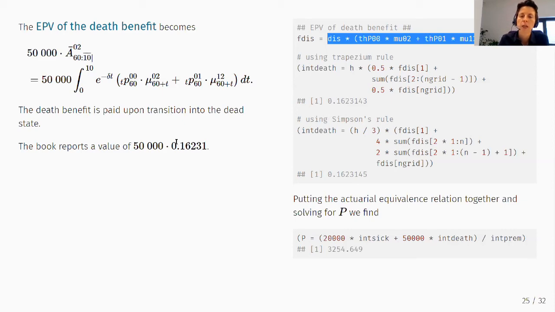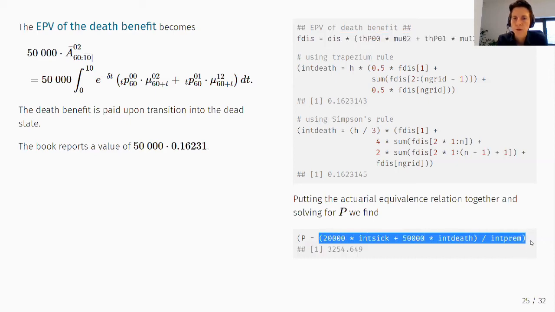Putting it all together, I can write down my actuarial equivalence. I can solve for P, and that's the final step that you see over here.